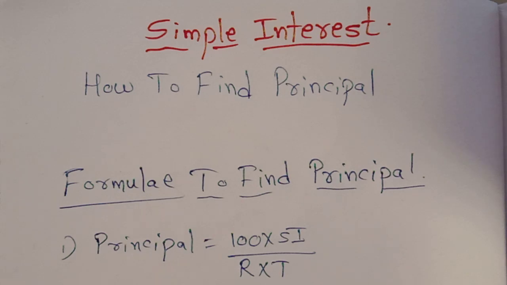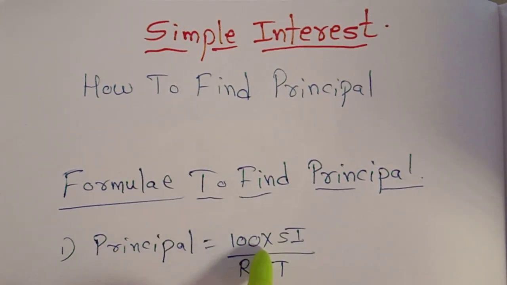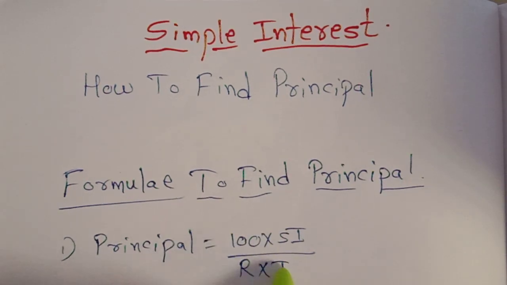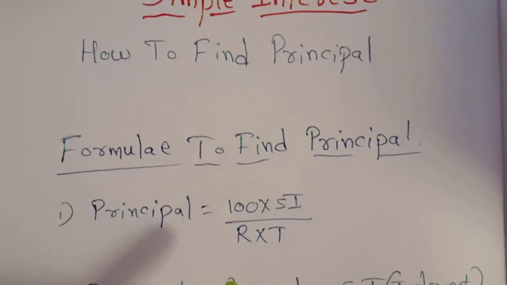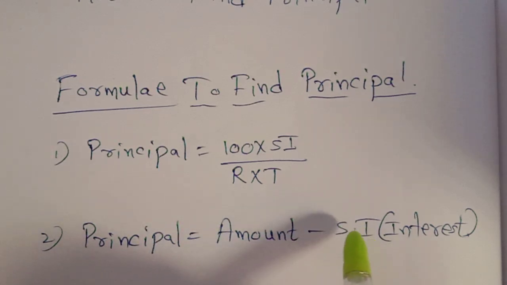Now let's see the formula to find the principal. There are two formulas regarding the principal. The first one is principal equals 100 into I, or SI, by R into T. Here, if you write SI first and after that 100, it is also no problem. So, 100 into simple interest by R into T. And one more formula is there: principal equals amount minus simple interest.